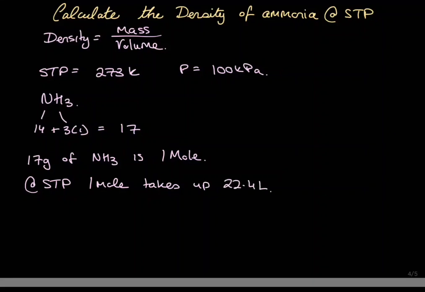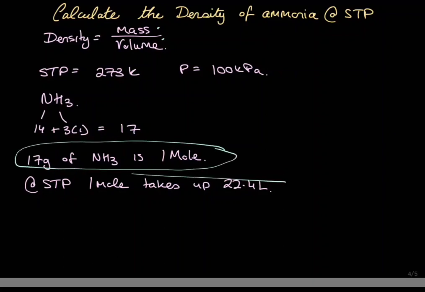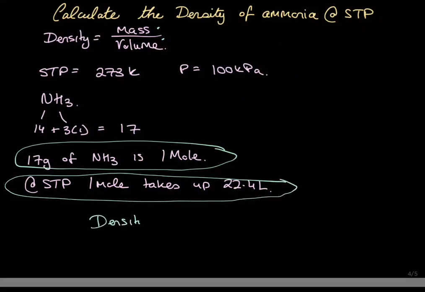22.4 litres. Okay. So do I have mass and volume of ammonia? I have the mass of 1 mole and I have the volume of 1 mole. So yes, I do. So the density is the mass, 17, over the volume. And that gives you 0.76 grams per litre. And that's the density of ammonia at standard temperature and pressure.